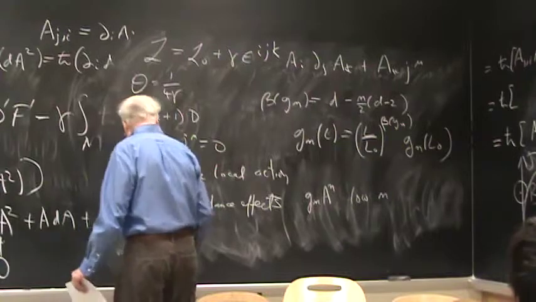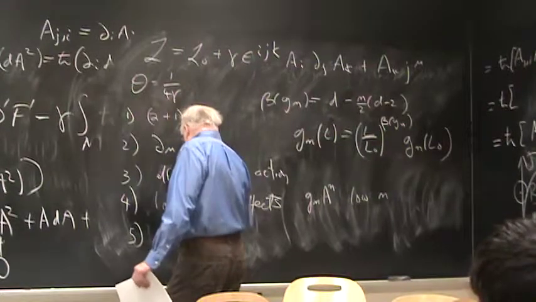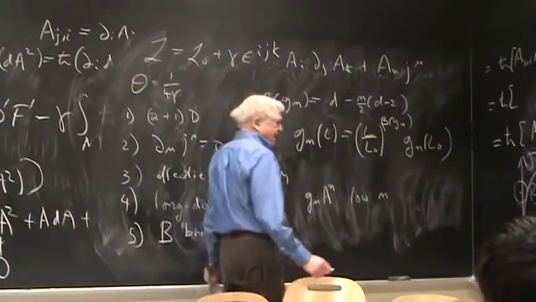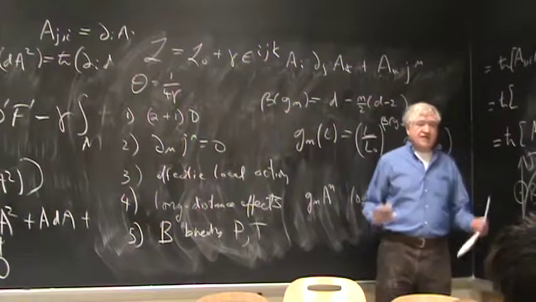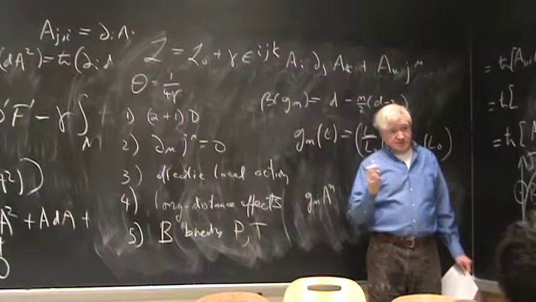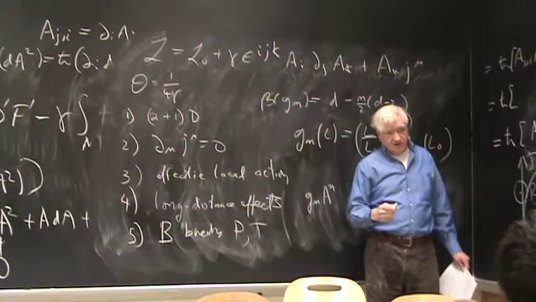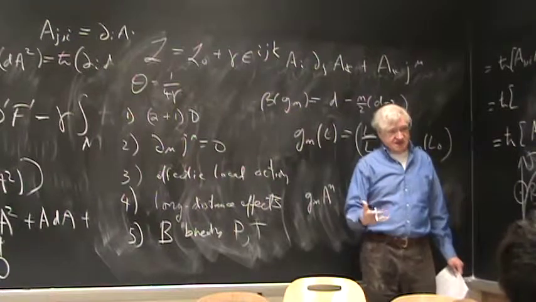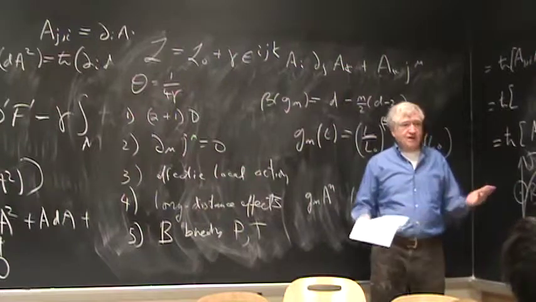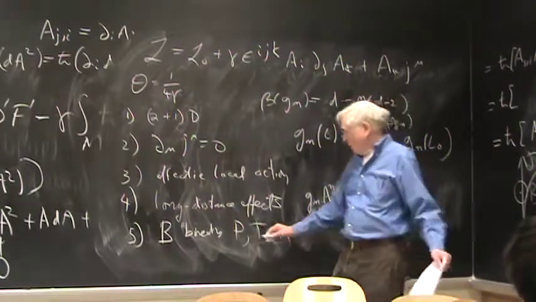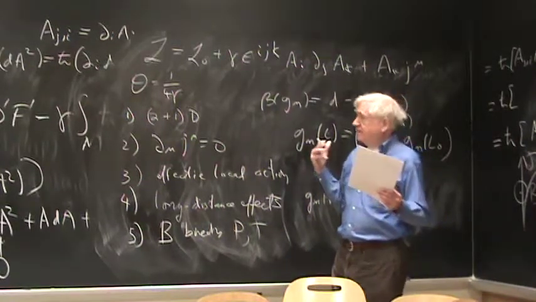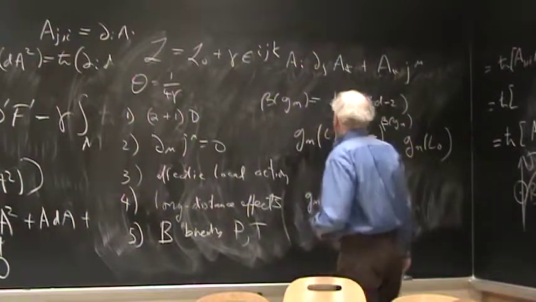And then finally, a B field breaks P and T, parity and time reversal. And the idea here is you've got a B field, and so the current is going in a particular way through the solenoid, and so that violates time reversal, and you can think of it also as violating parity. And the reason why we're looking at something that violates parity and time reversal is that that's what a Chern-Simons term does.